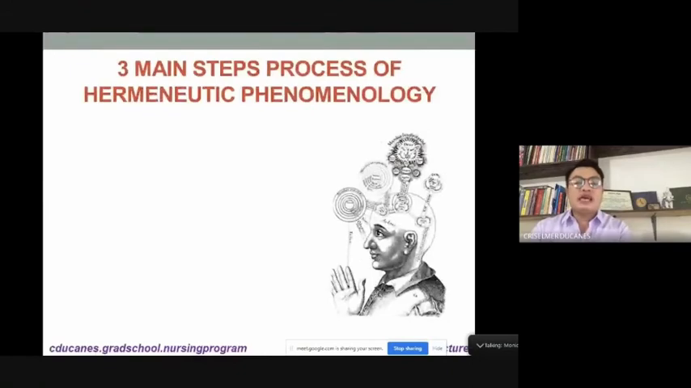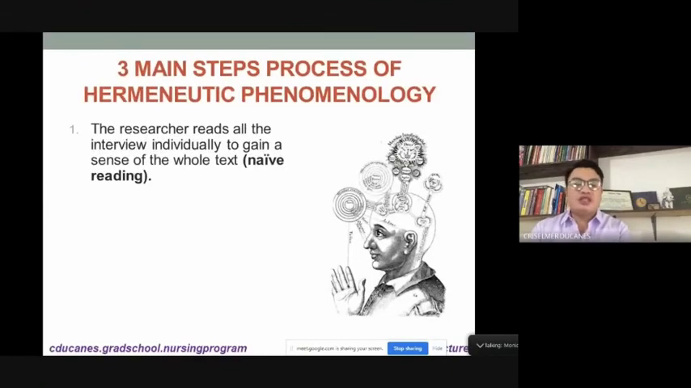So there are three main steps in the process of hermeneutic phenomenology. The first step is your naive reading. The researcher reads all the interviews individually to gain a sense of the whole text. Actually, this is toxic. The first stage, you read the transcripts over and over again, so at first you will not really get it. The second time, so-so. The third time, okay na. It depends on when you grasp the whole context of the transcripts of your participants.